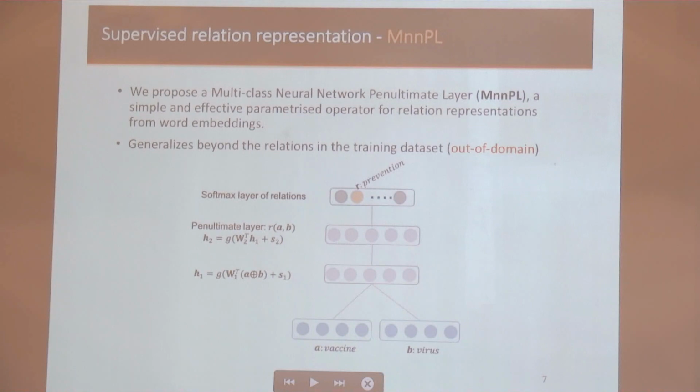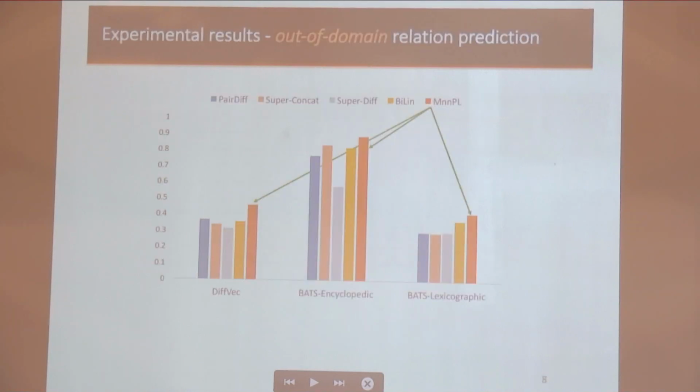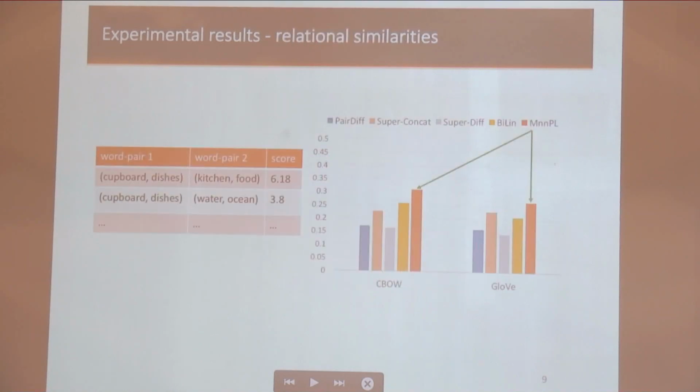And the interesting point is that this kind of representation can be generalized beyond the relations that are used in the training datasets. So it can represent relations for held-out relations or for unseen word pairs. We evaluate that for out-of-domain relation prediction, and we show improvement against other supervised and unsupervised methods. And we also show results for relational similarity, where we compare the scores generated by the model with the gold standard scores, and we show a better improvement for Spearman correlations.